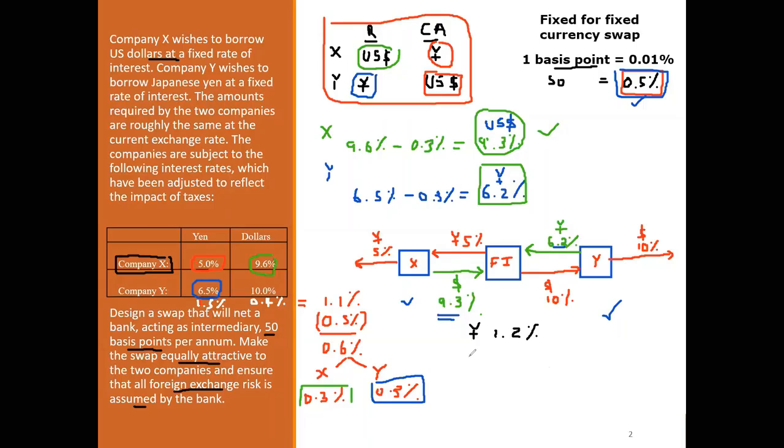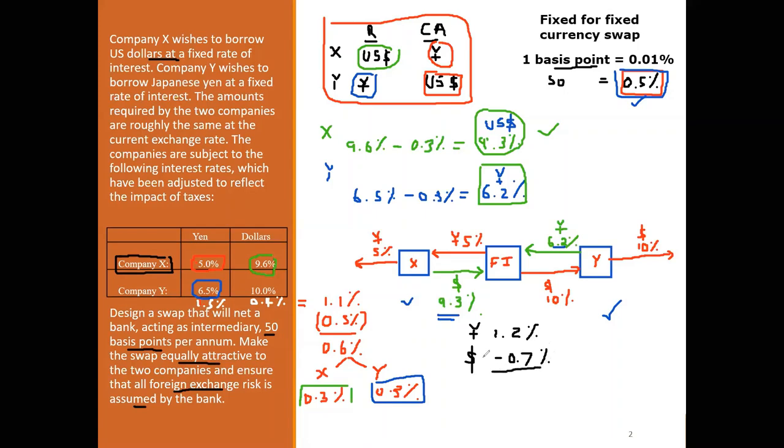And then what about in dollars? So what is the return to the financial intermediary in dollars? The financial intermediary is receiving 9.3% in dollars, but it is paying 10% to Y. So it is a negative return, right? It is paying more, so it is a cost rather than a return. So the return is negative 0.7%.